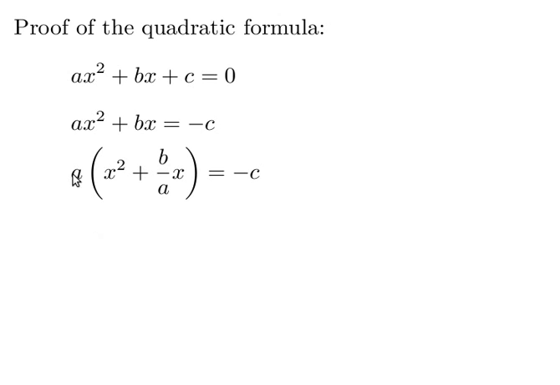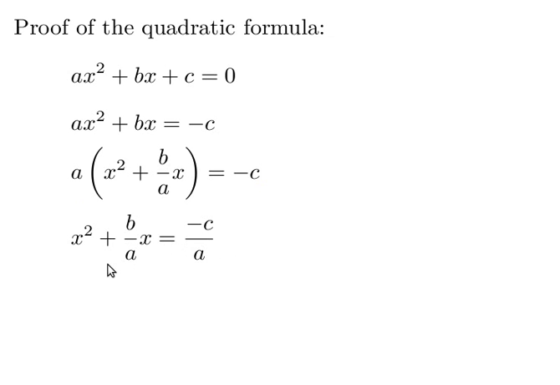I want to get this a over here too because it's in the way. So this is going to be equal to x squared plus b over a times x equals negative c over a. All I did here was divide both sides of the equation by a. Divide this side by a, the a's cancel. Divide this side by a, and nothing cancels, so you get negative c over a.